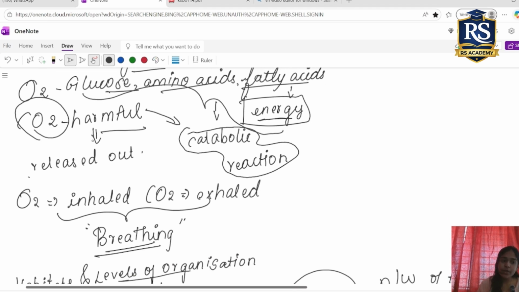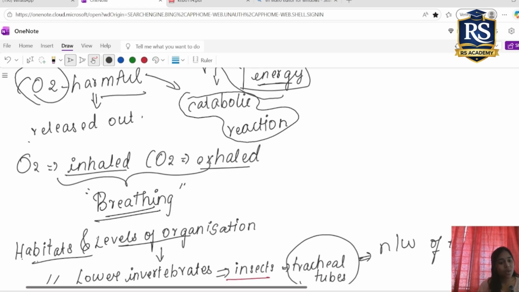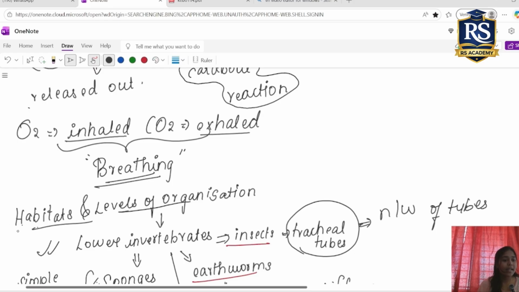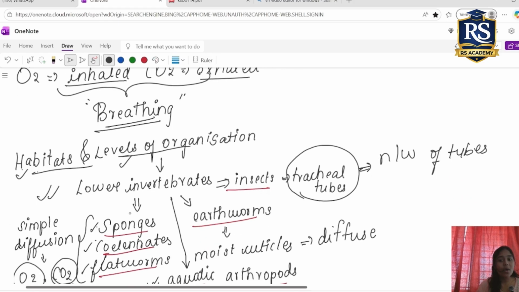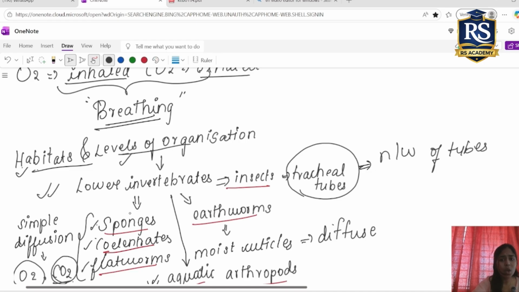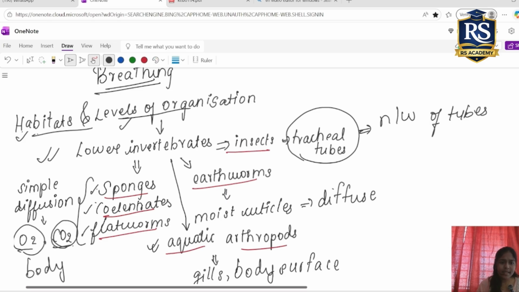As I have already told you, O2 is inhaled and CO2 is exhaled. This process is called breathing. And this breathing varies among different organisms based on their habitats and their level of organization. Now let us get started with lower invertebrates. In lower invertebrates such as sponges, coelenterates and flatworms, respiration happens through simple diffusion. This kind of respiration happens directly through their body surface, so O2 is exchanged for CO2.